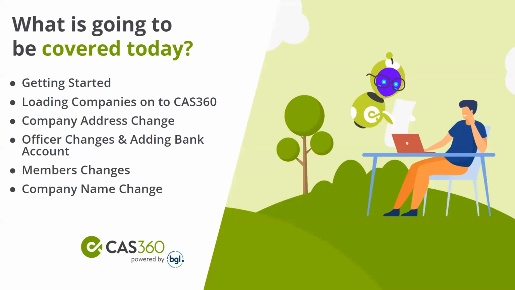In lesson number 6, we're going to cover company name change. How do we prepare the company name change and the respective documents for a company name change, and lastly, documents for all your processes in your CAS 360. Where do we store all these documents in your CAS 360?